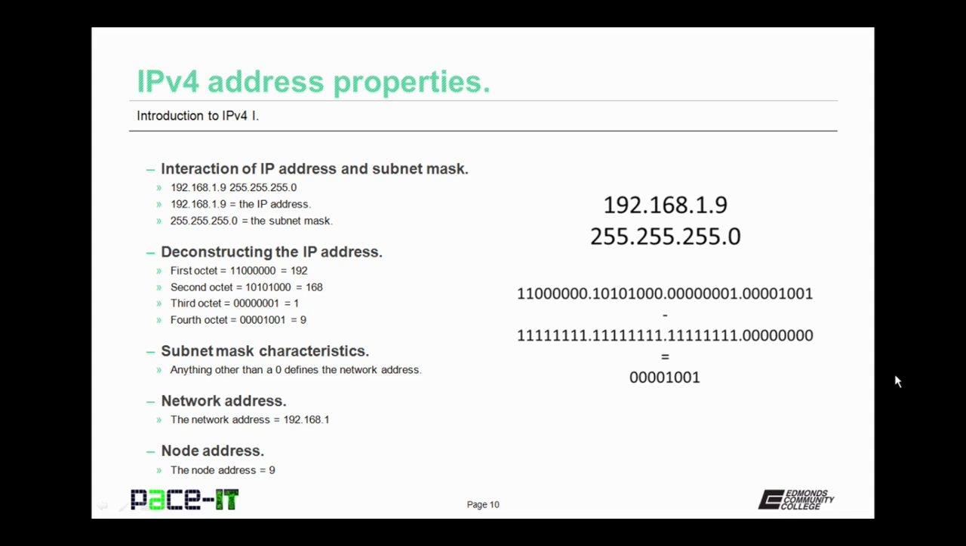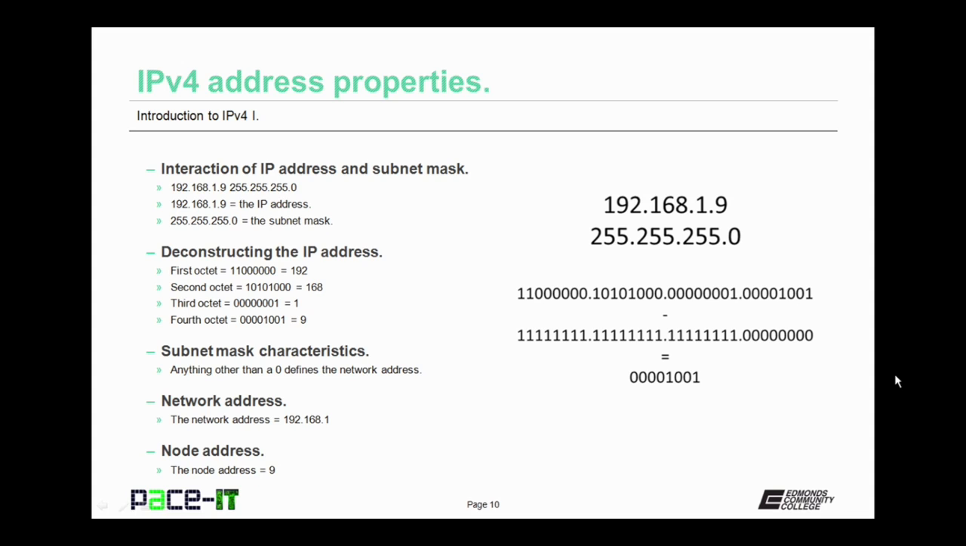So we're going to begin with 192.168.1.9 with a subnet mask of 255.255.255.0. Now the 192.168.1.9 is the IP address, like I said, and the other portion, the 255.255.255.0, is the subnet mask. And it's easiest to show how the subnet mask works by converting that dotted decimal back into binary.